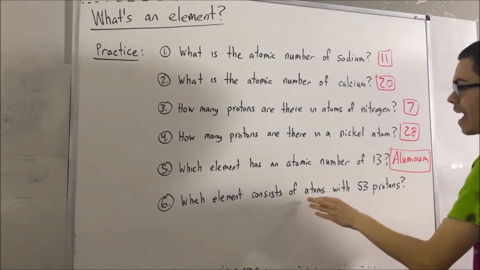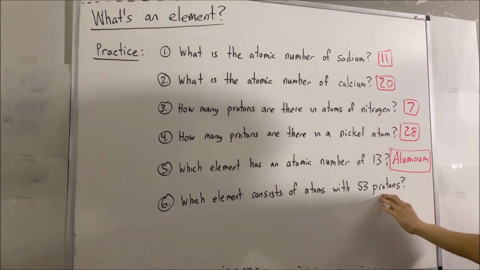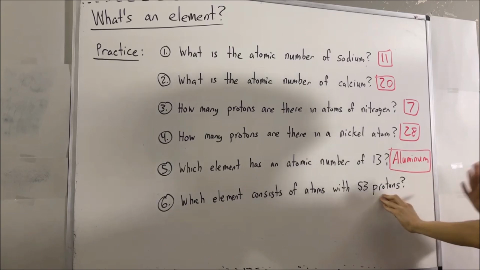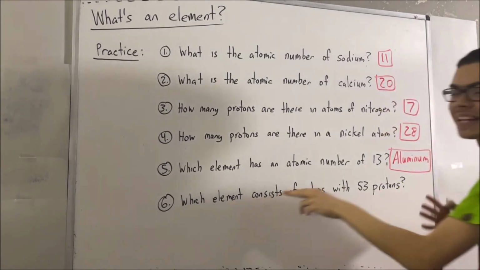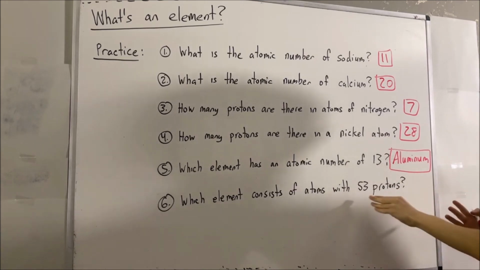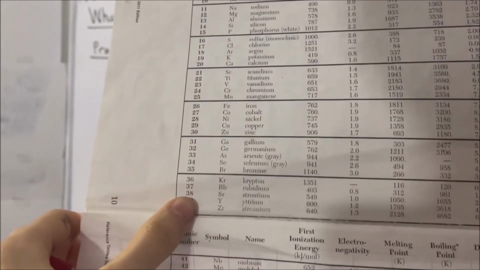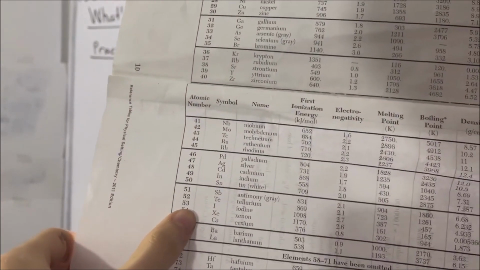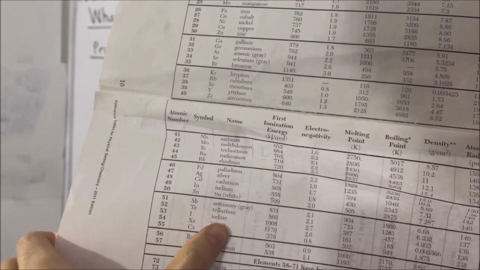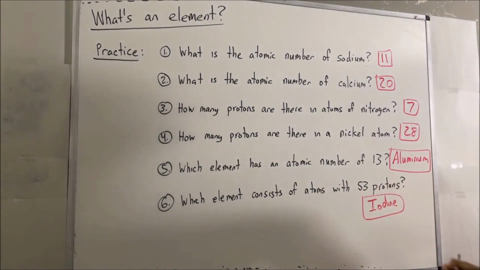Right. And question 6. Which element consists of atoms with 53 protons? Well, remember, the number of protons in the atom is the same thing as the atomic number. So really, we're looking for which element has an atomic number of 53. So, again, let's go to table S and look for an atomic number of 53. So, looking under the atomic number column, we're going to go all the way down to 53, which is right there. We read off the element name and we see that it's iodine. So the answer is iodine. Right? And so yeah, that's pretty much it for these practice problems.